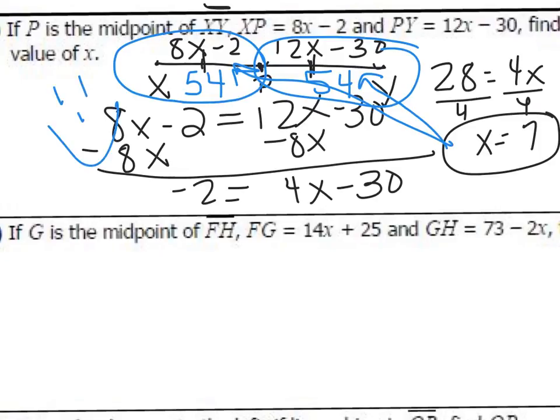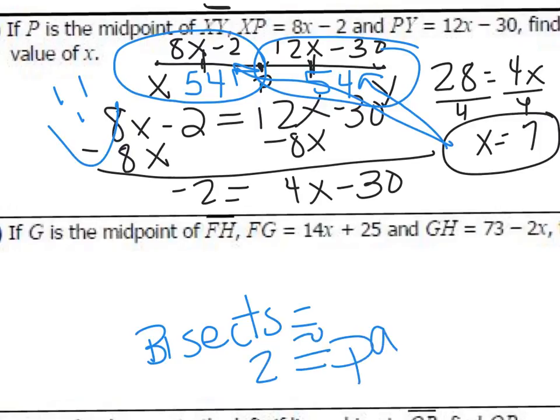All right, try the next two problems. Now, when you get down to the last one, if you see the word bisects, bisects means that it cuts into two congruent parts. All right, good luck.